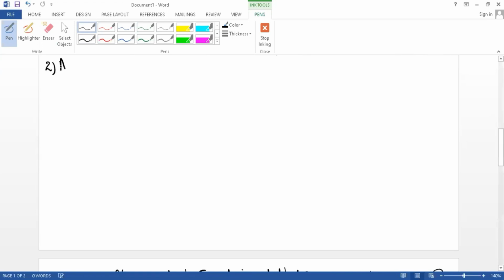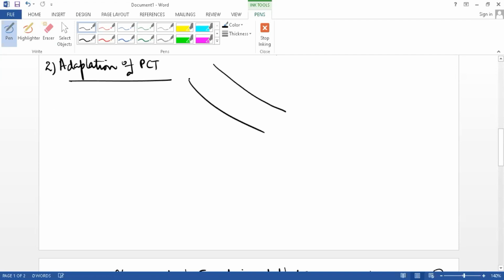so let's discuss the adaptations of the proximal convoluted tubule. The proximal convoluted tubule is made up of brush bordered cells, or you can say ciliated. They're not like podocytes, not like fingers, they are like a brush. That is the proximal convoluted tubule.